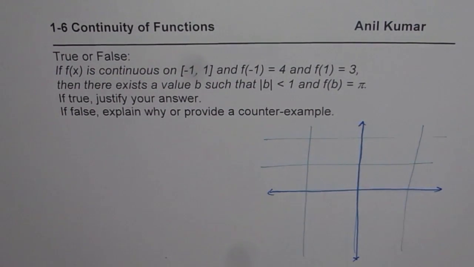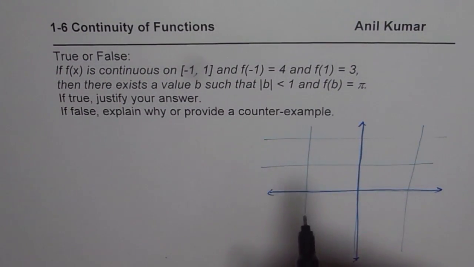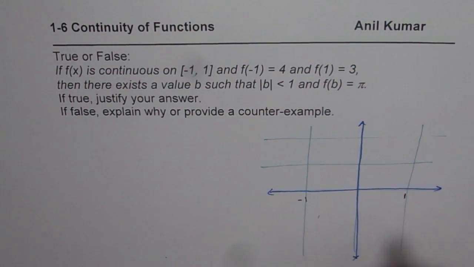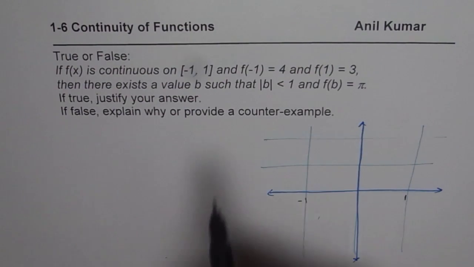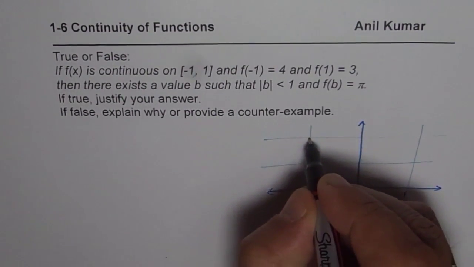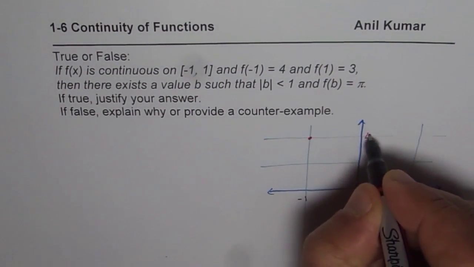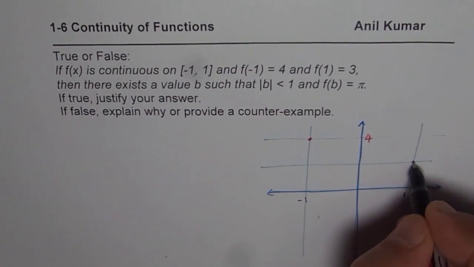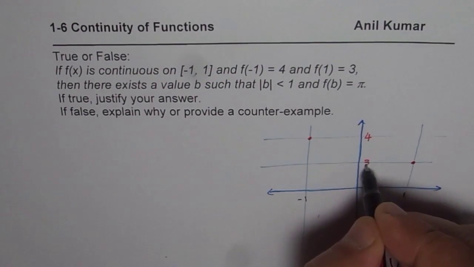We are given that the domain of the function is from minus 1 to plus 1, and it is continuous in this domain. The value of the function at minus 1, that is f of minus 1, is 4. Let us say this is 4 for us. And at 1, it is 3. Let us say this is 3 for us.